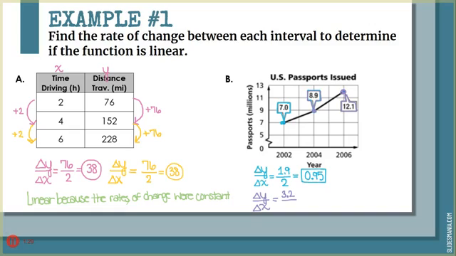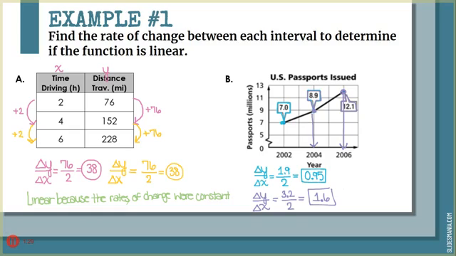Then for my change in x, I'm going to do the same thing. I started at 2004 and I went to 2006. So I increased by 2 years. And if I divide 3.2 divided by 2, I end up with 1.6. So notice those two rates of change are different. My first rate of change was 0.95 and my second rate of change was 1.6.